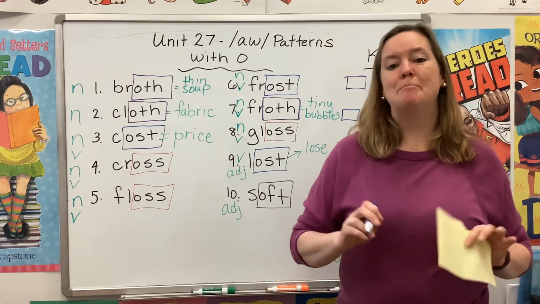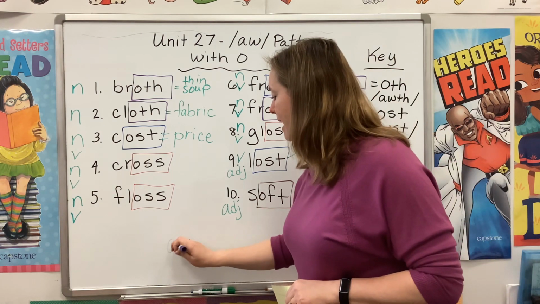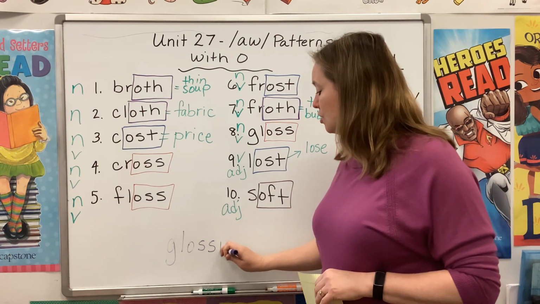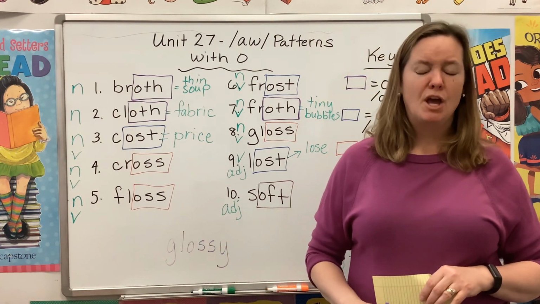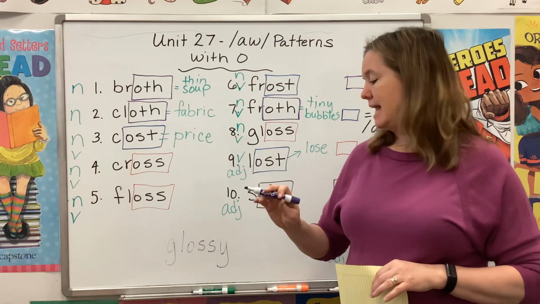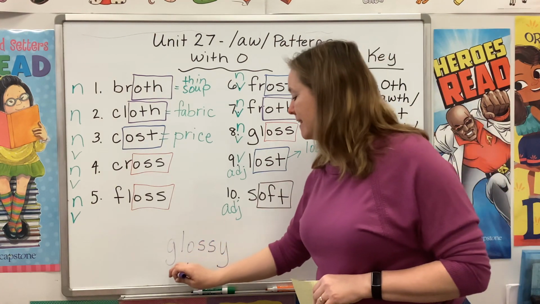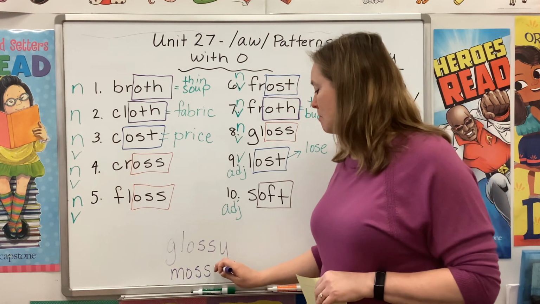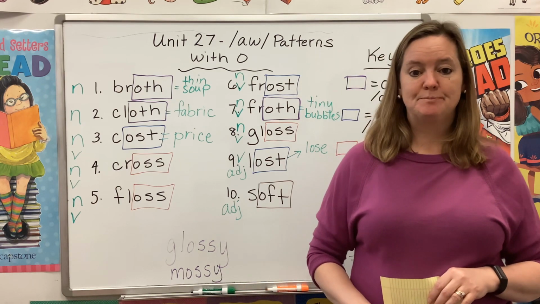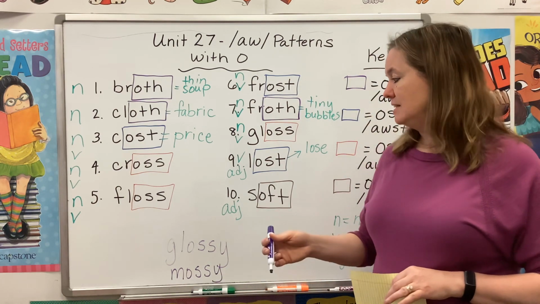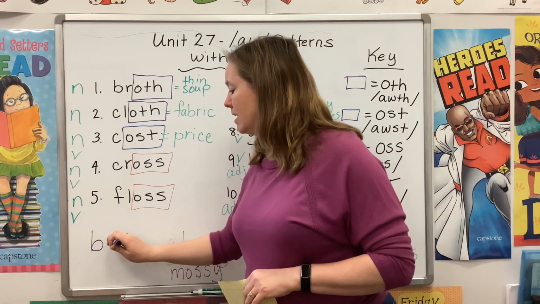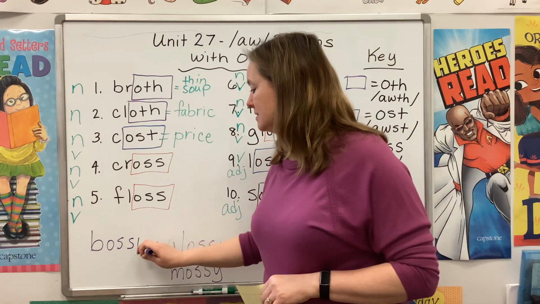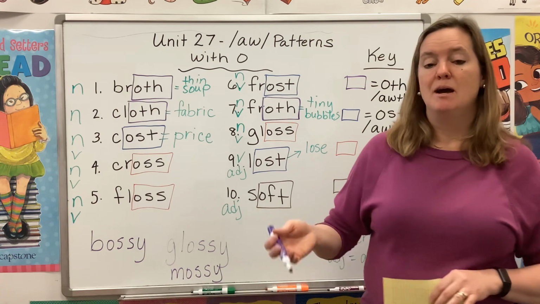You can buy some paint at the store that has high gloss. It is a glossy paint. You can walk in the woods and find a rock that is covered with moss, and you can sit on that mossy rock. You might have a brother or sister who thinks they are the boss. They treat you in a very bossy manner, or they act very bossy.